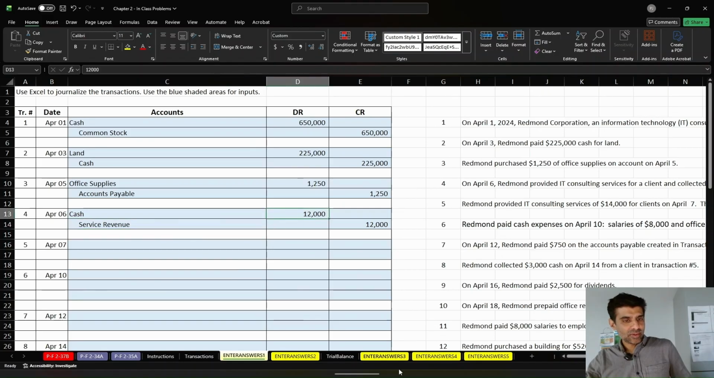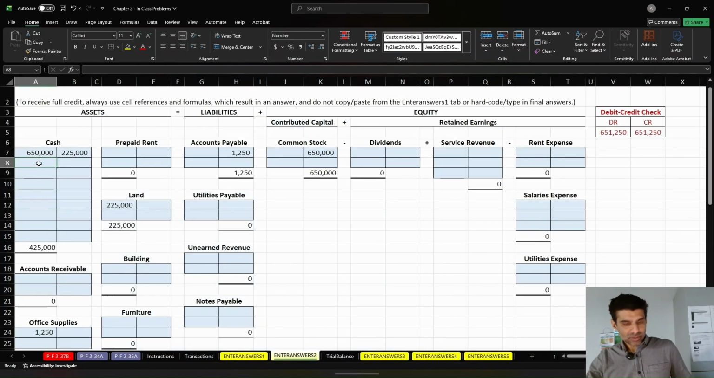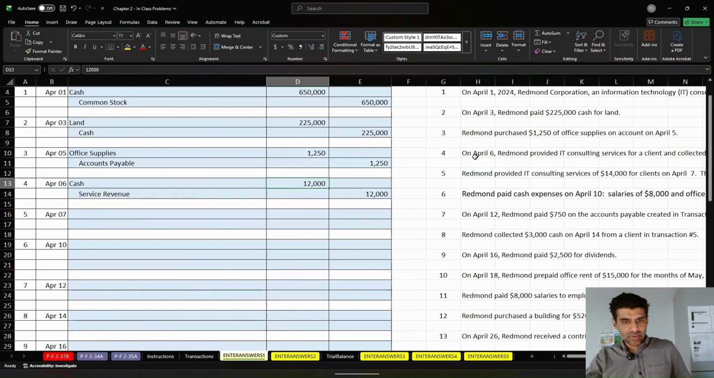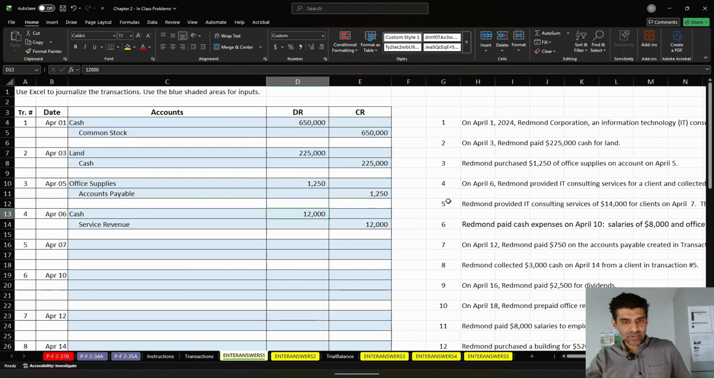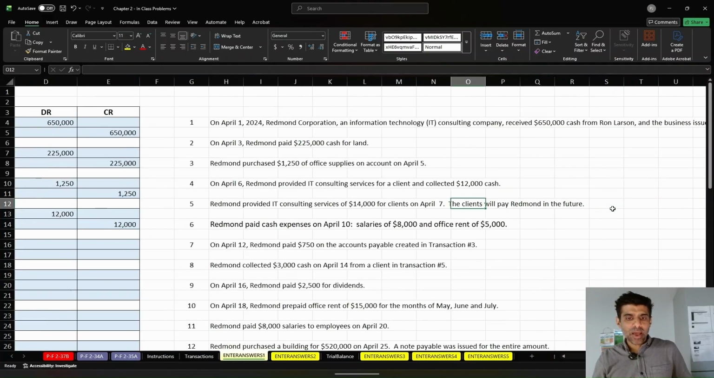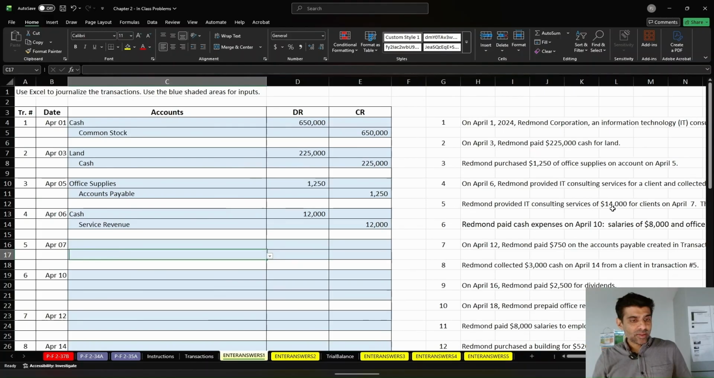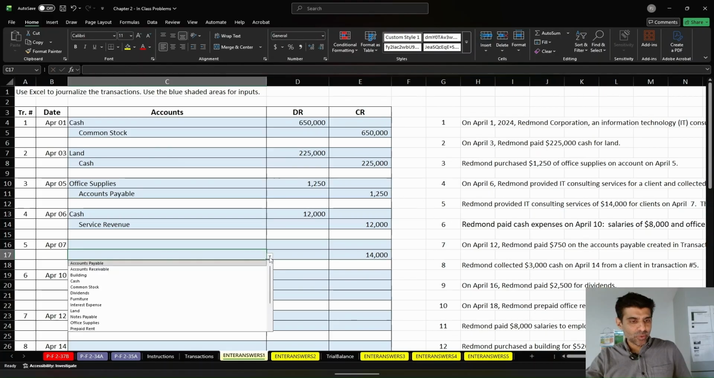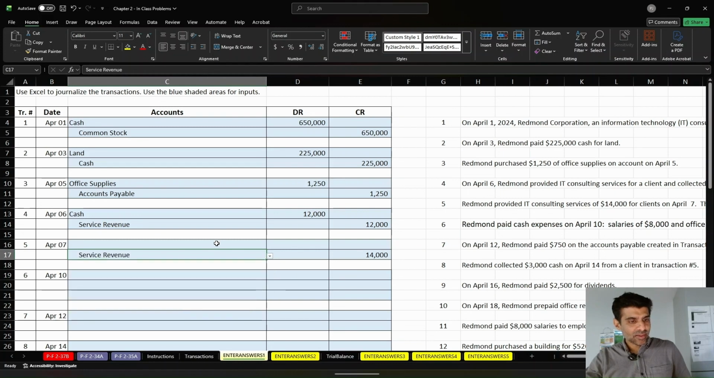Okay, so let's post this. Debit to cash, credit to service revenue. Okay, so we're still balanced. Okay, April 7th, our transaction 5. Redmond provided IT consulting services for a client, and the client will pay us in the future. Okay, so it's going to be the same credit. It's service revenue. We're doing kind of the same action as before, where we're providing services to our clients.